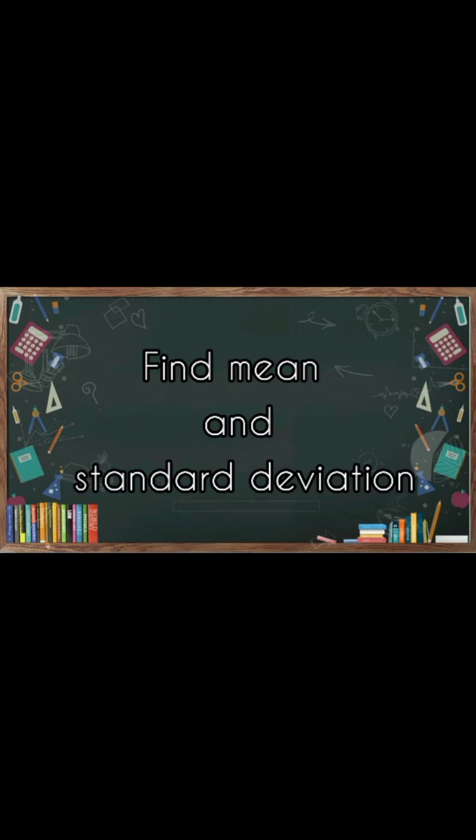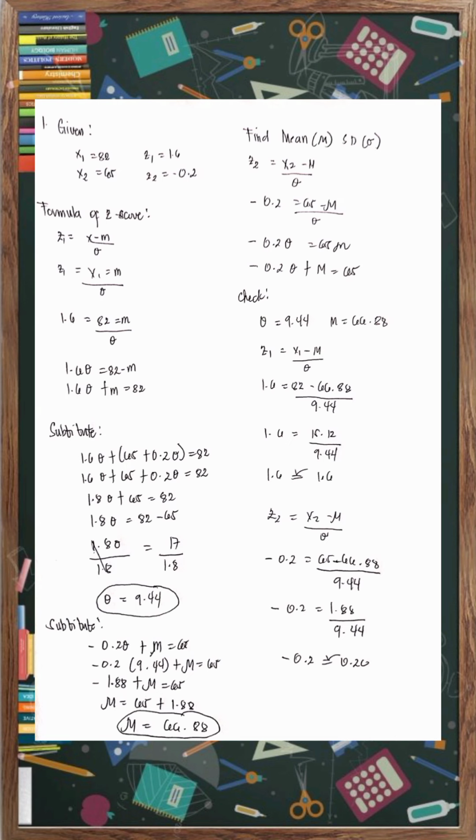So, ang hinahanap po natin dito sa number 1 ay ang mean at standard deviation of the Z score. Now, let's proceed how to get a mean and standard deviation. Given x1 equals 82, x2 equals 65, z1 equals 1.6, and z2 equals negative 0.2. Formula of Z-score: Z equals x minus m, which is mean, over standard deviation.